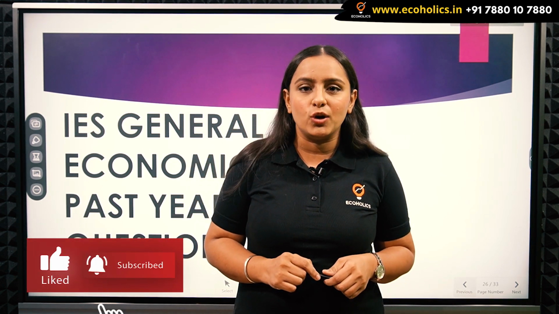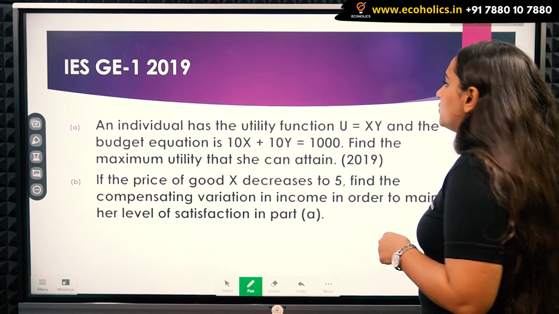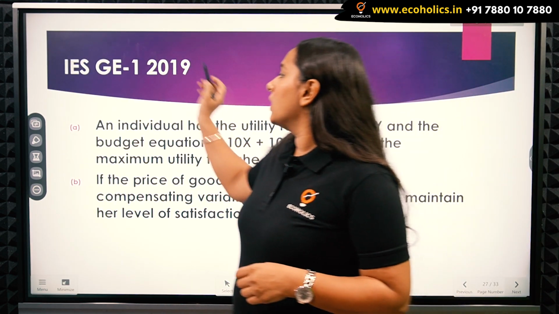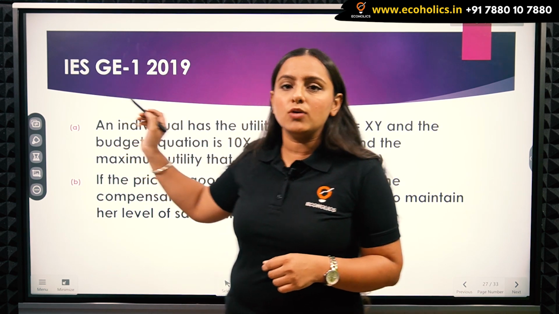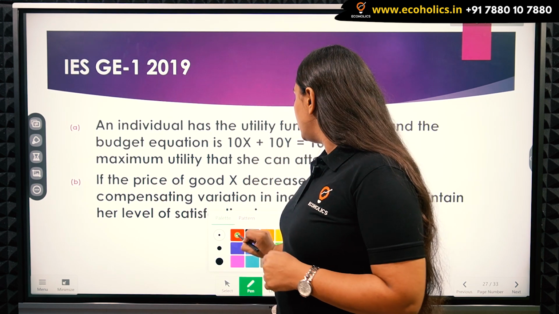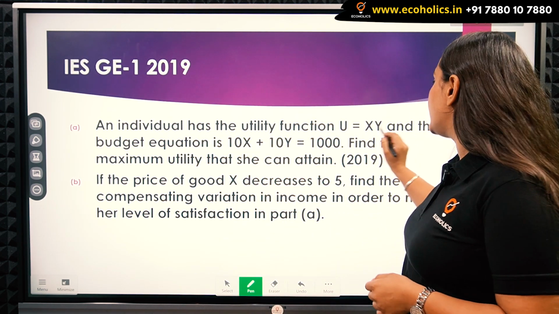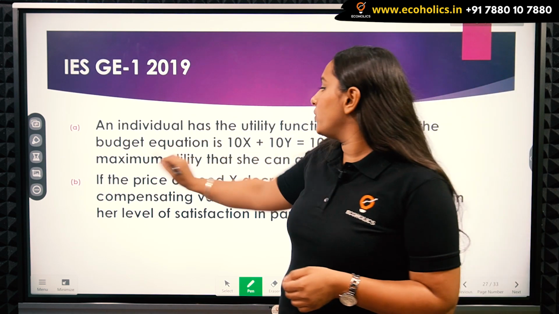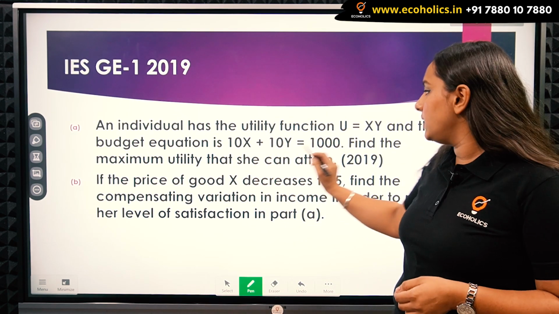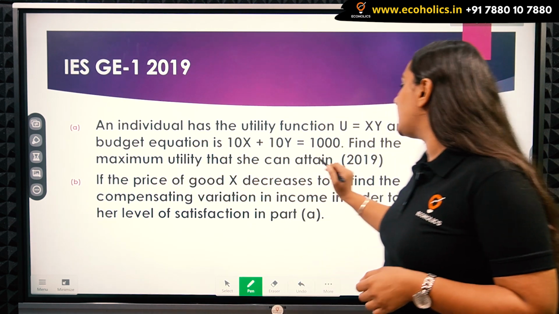In this series we will be doing the previous year questions from IES Indian Economic Service Economics 1. Today in this video I'm going to do a question from paper 2019. The question reads that an individual has the utility function u equals xy and the budget equation is 10x plus 10y equals 1000. Find the maximum utility that she can attain.